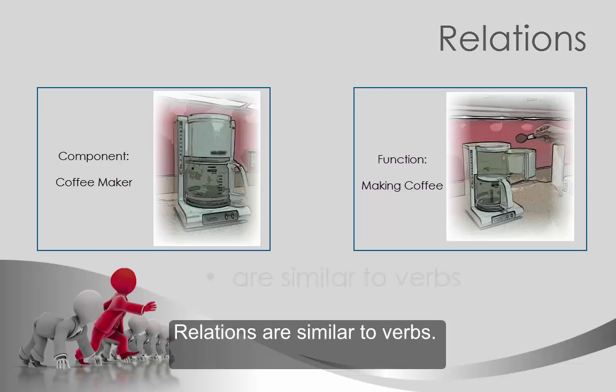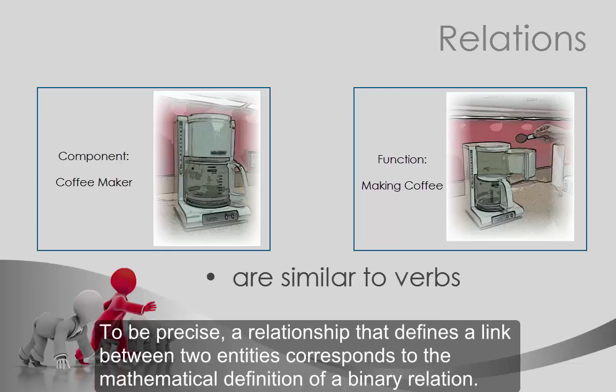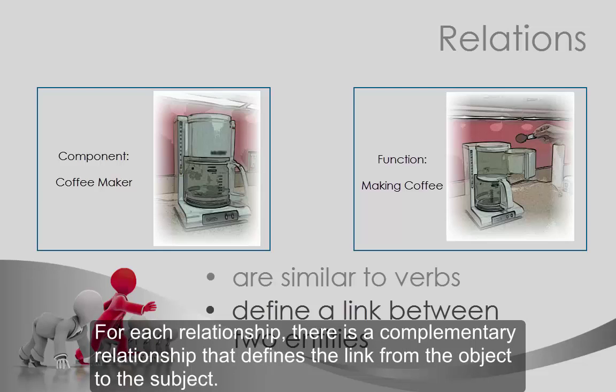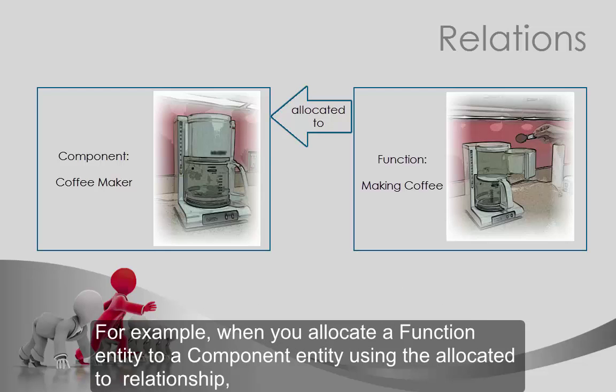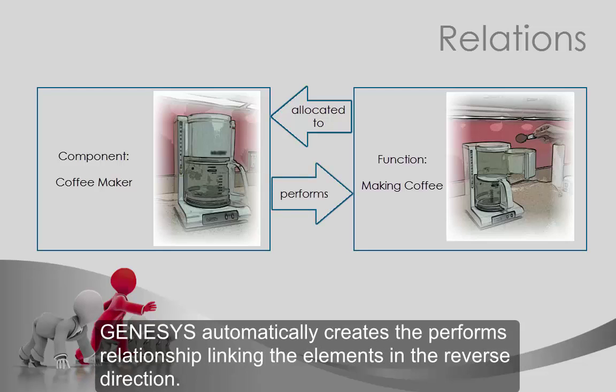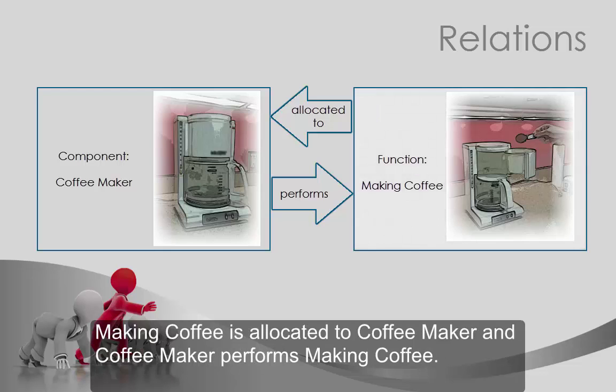Relations are similar to verbs. To be precise, a relationship that defines a link between two entities corresponds to the mathematical definition of a binary relation. For each relationship, there is a complementary relationship that defines the link from the object to the subject. For example, when you allocate a function entity to a component entity using the allocated to relationship, GENESYS automatically creates the performs relationship, linking the elements in the reverse direction. Making coffee is allocated to coffee maker, and coffee maker performs making coffee.